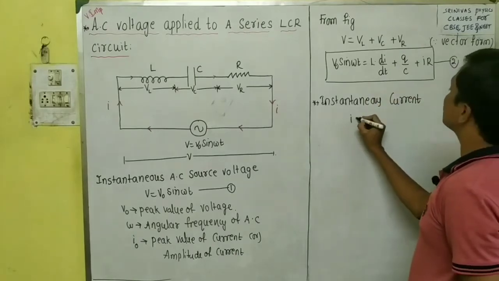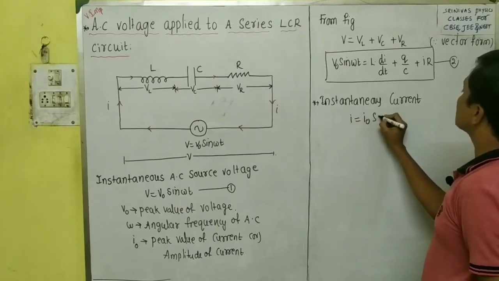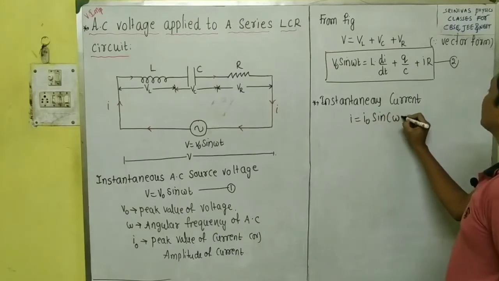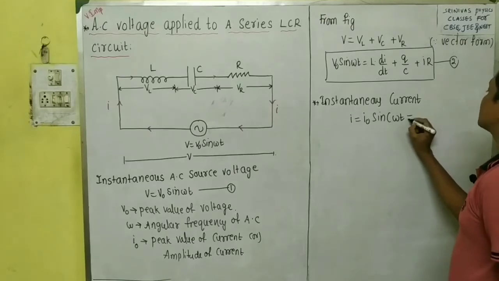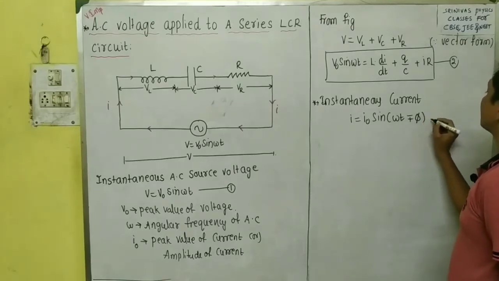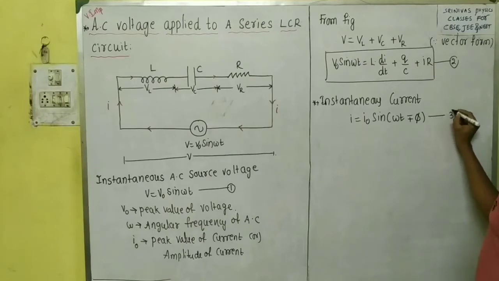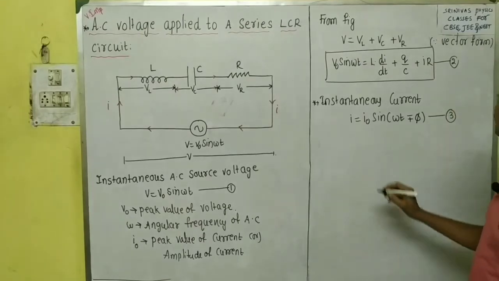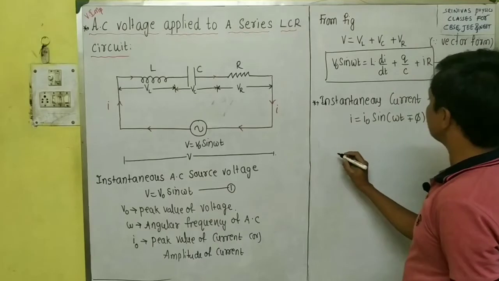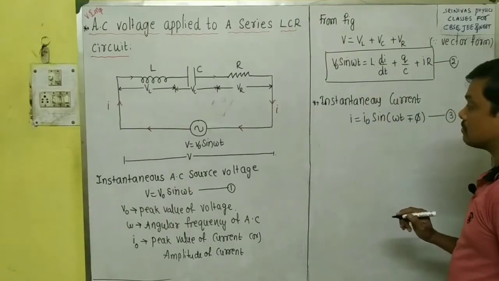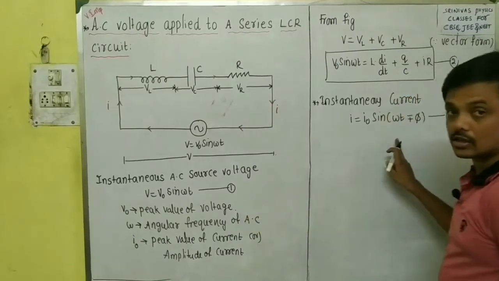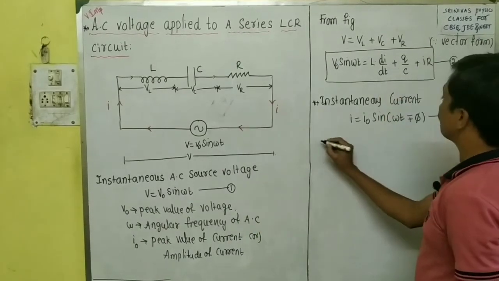I is equal to I naught sin of omega t plus or minus phi. Either you may get plus or minus. What is phi here? Its derivation is not in our syllabus, and in higher education you will learn it. This is equation 1 and 2.